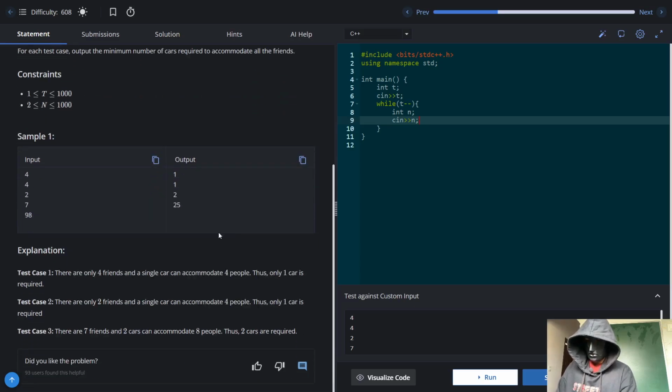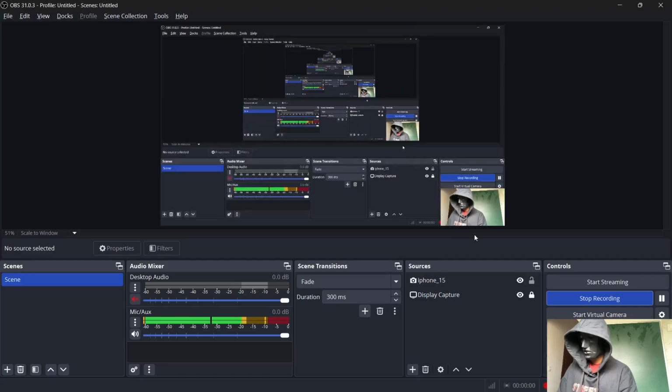Now let's try to understand the example. They have given 4 examples. In the first example, the number of people is exactly 4. Let me take you to the board and explain.